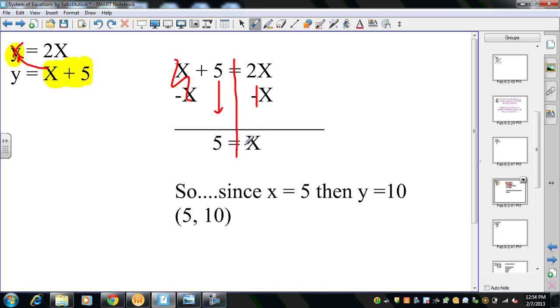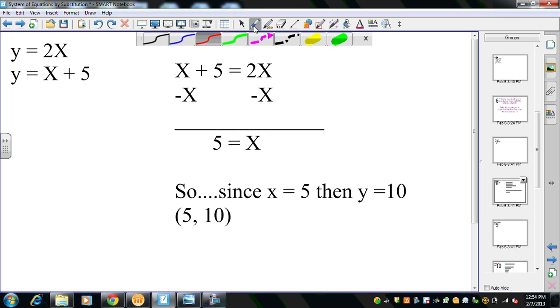Now, knowing that x is equal to 5, I can go back and I can plug that in either one of these. It doesn't matter which one I use. But if x is equal to 5, I replace that x with 5, so y is equal to 5 plus 5, which is 10. Or you can say it's equal to 2 times 5, which is 10. Either way you look at it, y is equal to 10.